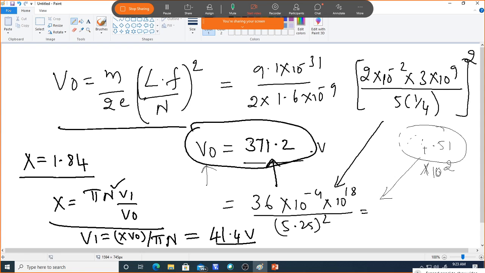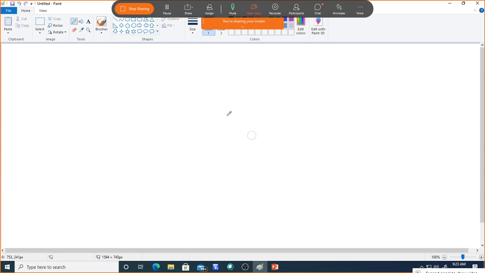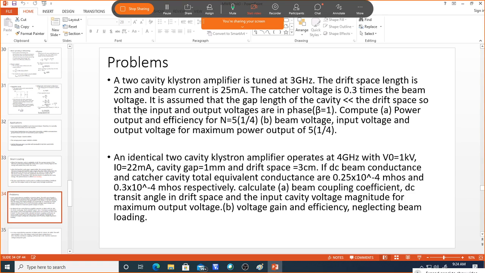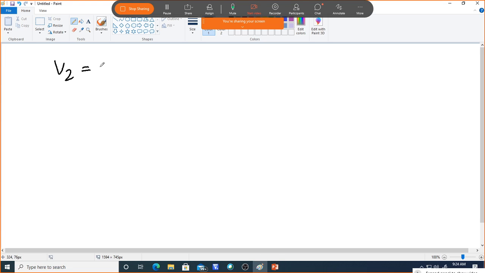Now we need to calculate V2, the catcher voltage. V2 is given by 0.3 times the beam voltage. It is already given in the problem that the catcher voltage is 0.3 times the beam voltage. Now we know the beam voltage V0, which we calculated as around 371.2, so 0.3 times of that, around 100, 111 point something will come.